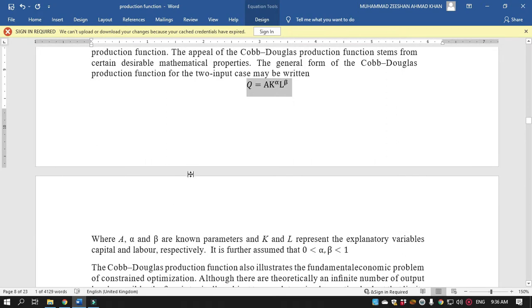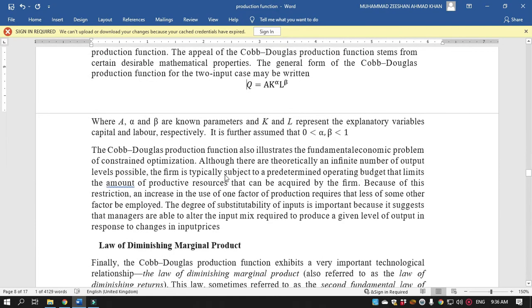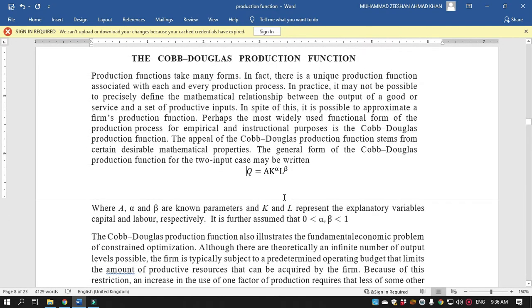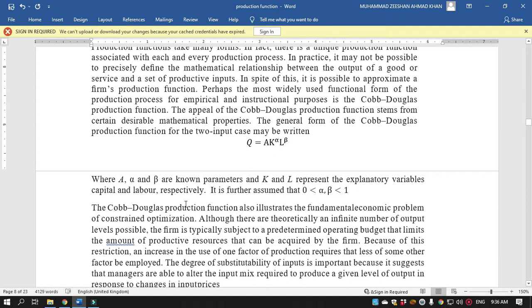Here you can see, if I adjust these things, where alpha and beta are unknown parameters, and K and L represent the explanatory variables, capital and labor respectively. It is further assumed that alpha and beta are both between 0 and 1. There is some more information that needs to be explained.